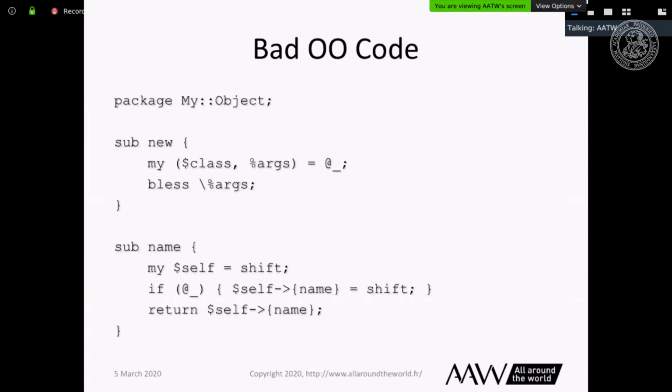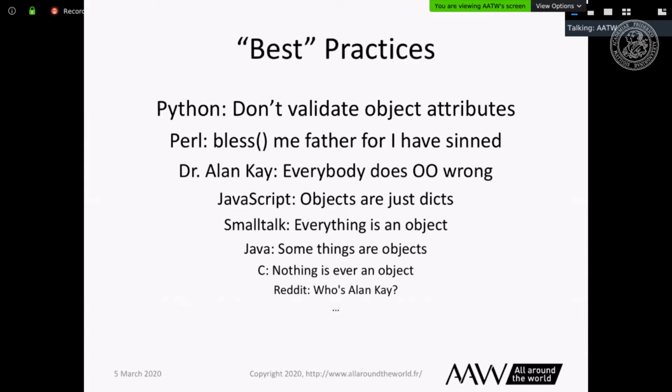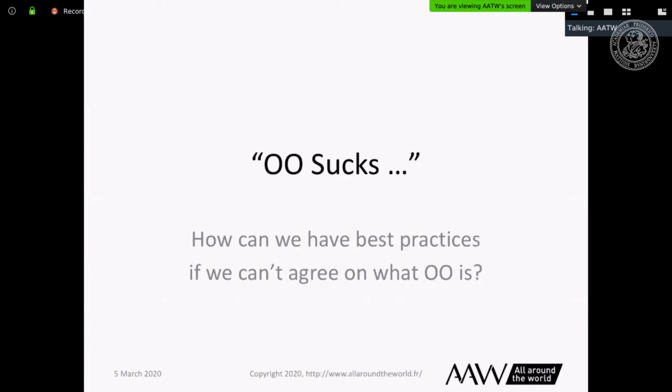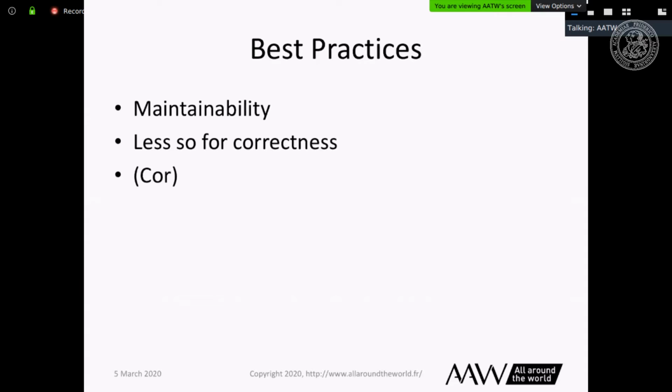And what are best practices for OO code? It's all over the place. Python says we shouldn't bother to validate our object attributes. If you want to assign a datetime object to your customer name, fine, that's your problem. Perl has that horrible bless. Dr. Alan Kay says everybody does objects wrong. JavaScript objects are just, basically, data structures. It's really hard for people to agree on what good object-oriented programming is if we can't even agree on what objects are.